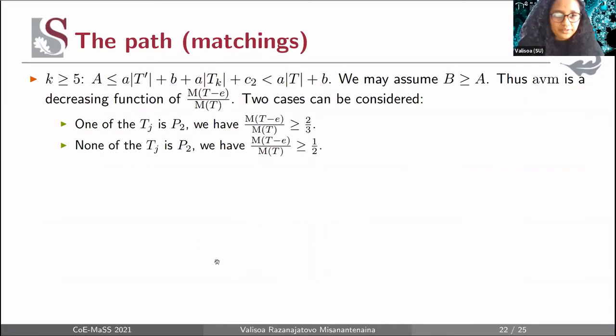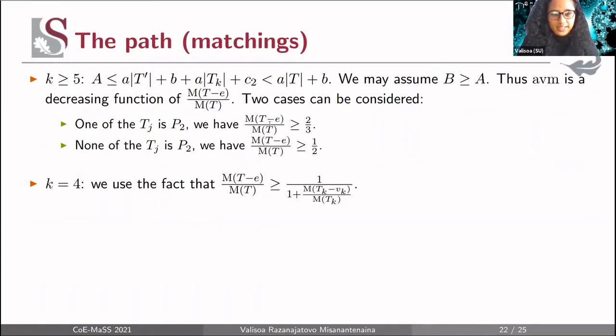If k is greater than or equal to 5, we prove the inequality by considering what happens if one of the Tj is P2, where we have some bound, and if none of them is P2, where we have another bound. Nonetheless, we prove that it is definitely less than or equal to an plus b prime.